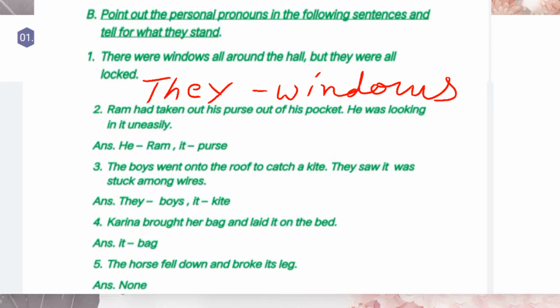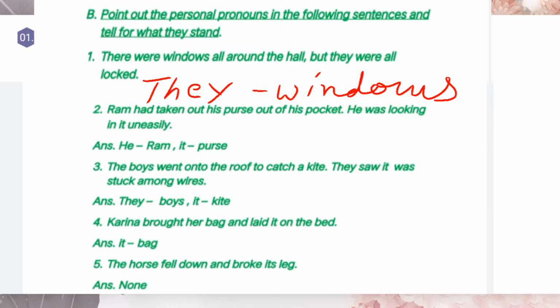Now see the second one. Ram had taken out his purse out of his pocket. He was looking in it uneasily. So here, personal pronoun he, and he stands for Ram. And it is also personal pronoun it, and it belongs to purse. It stands for purse. So write down purse.